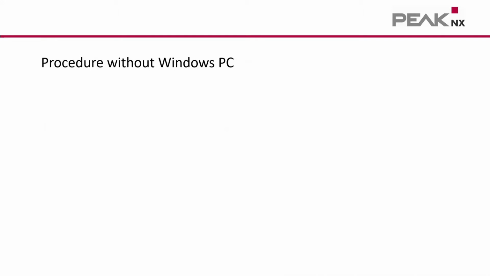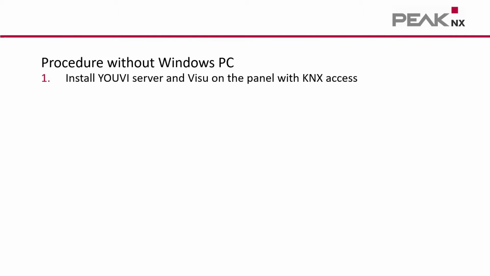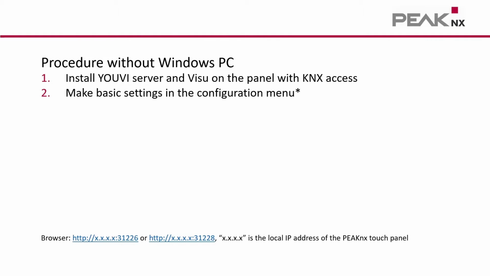If you have a PC that is not having a Windows OS, then you proceed similarly. After installing the YOUVI server on the panel, you continue to work on the panel. The configuration menu of the server can also be reached via your browser. Therefore, enter the local IP address of your PEAKnx touch panel, followed by a colon, and the port 31226. The port can vary depending on the ports already taken on your computer. If 31226 does not work, try 31228.